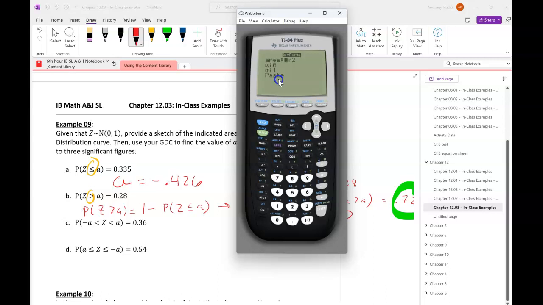How can you pick the tail? Well, her calculator has an option under inverse norm. Mine does not. Yours does not, so you have to do it the way that I showed you. But you can tail left. Oh, then I can just type that in. Well, this would be right. Yeah, I'm writing it in my notes. Left is less than, right is greater than.